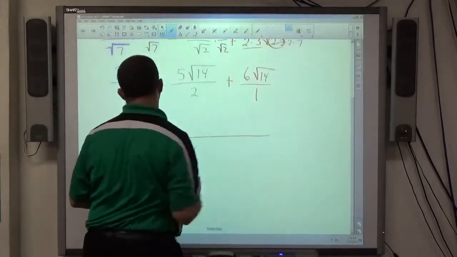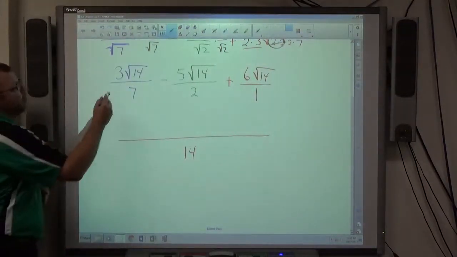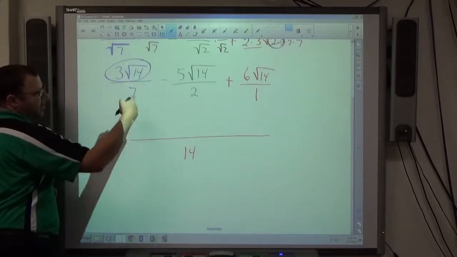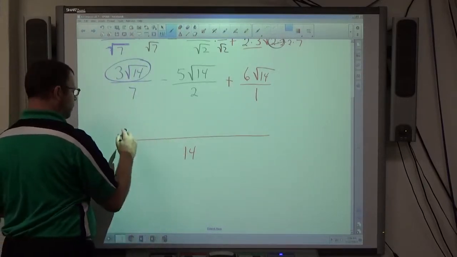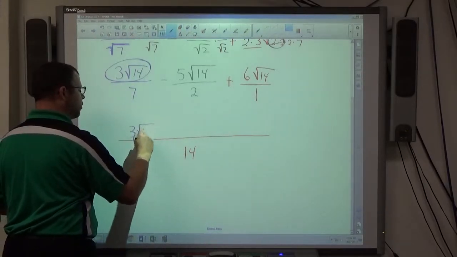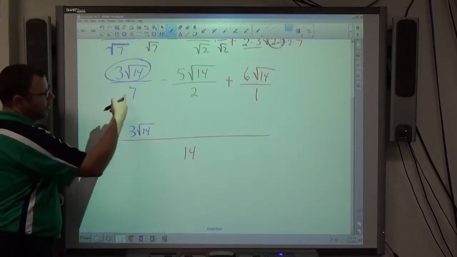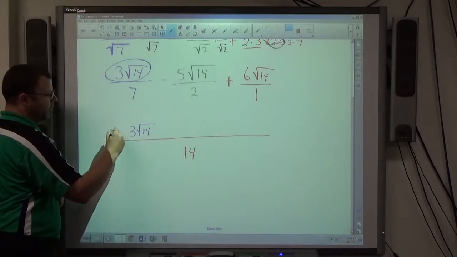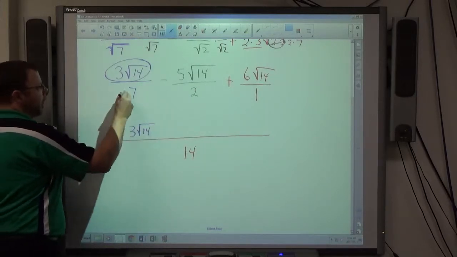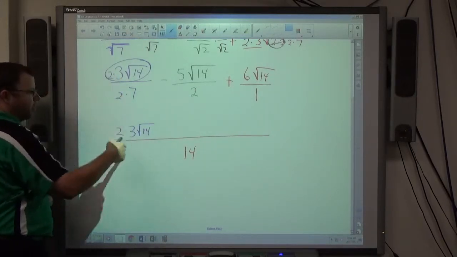Each fraction has a numerator. So what I have to do is take the numerator that I have and fix it to make the denominator I want. So 3 times the square root of 14 is the numerator I have. What do I multiply by? I get 2, because 7 times 2 makes 14, so the blue one times 2. Times 2 on the bottom, times 2 on top, makes what we want.